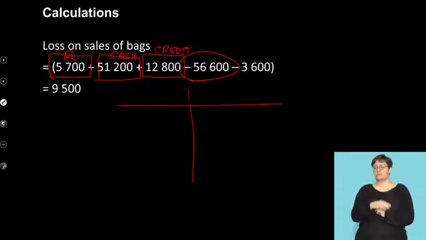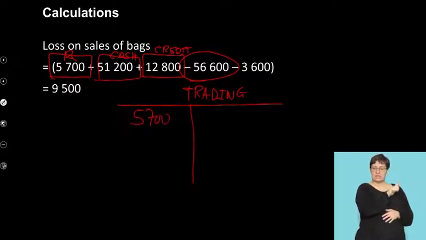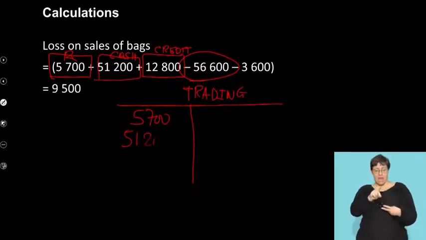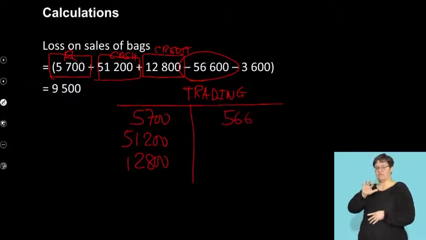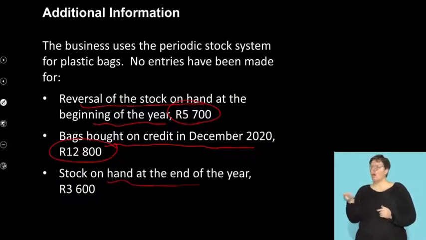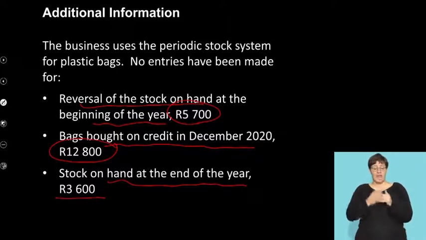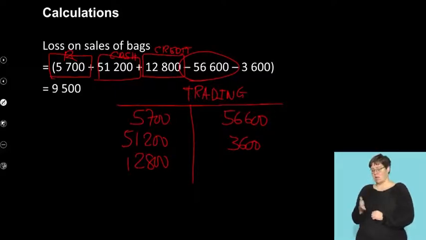Obviously, what you're doing here is a trading account for your plastic bags. So you start off with the 5,700, which was your reversal. Then you bought for cash 51,200. You bought on credit 12,800. You sold for 56,600. And there was something else we were told. We were told the stock on hand at the end of the year was 3,600. Therefore, 3,600.